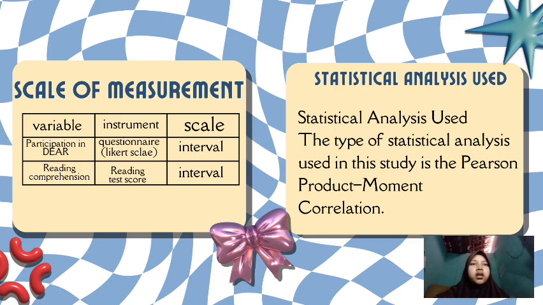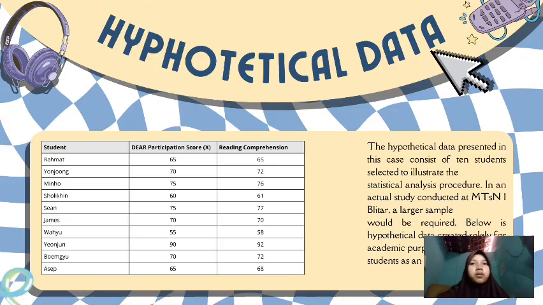And next, the statistical analysis used. The type of statistical analysis used in this study is the Pearson product moment correlation. Next, hypothetical data. The hypothetical data presented in this case consists of 10 students selected to illustrate the statistical analysis procedure. In an actual study conducted at MTSN 1 Blitar, a larger sample would be required, but below is hypothetical data created solely for academic purposes. So 10 students as an example.